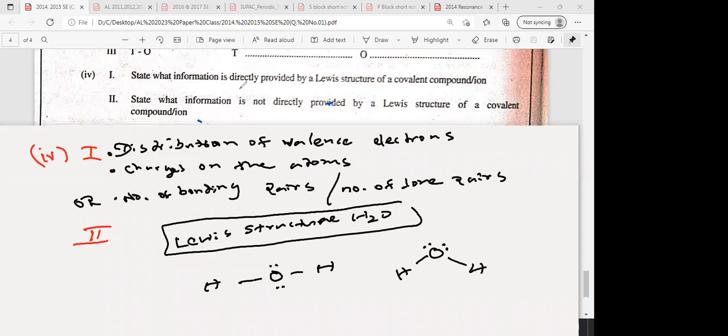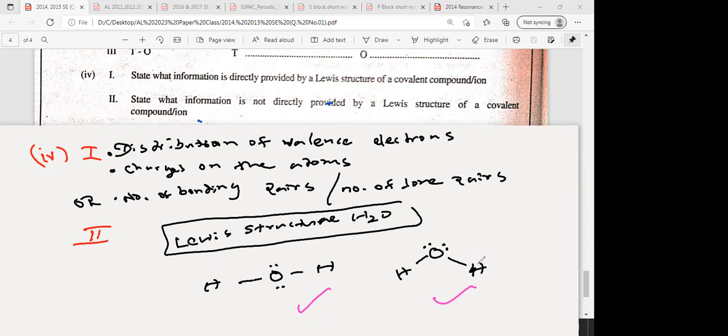Or is the second one more correct than the first one, and the first one is wrong? What do you think? Yeah, correct, Sanjay. Both are correct. Seshan, both these are correct. Why? Lewis structure does not describe or explain the shape of the molecules or bond angles or shape.